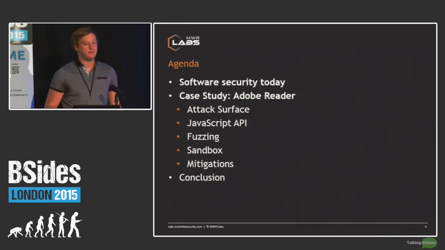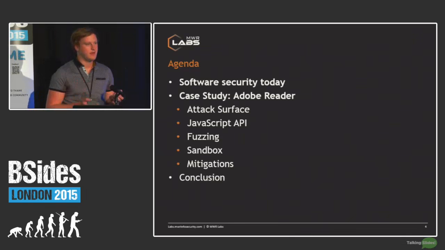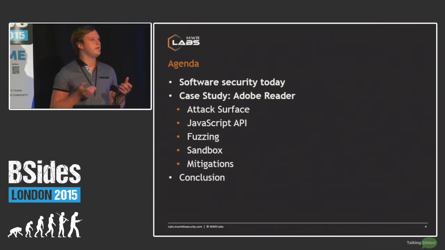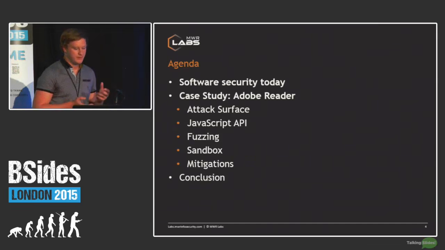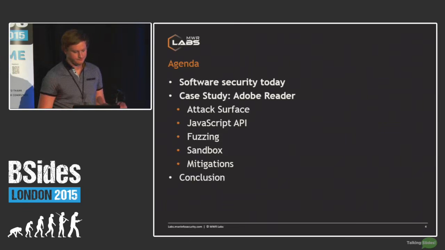So a quick overview of the agenda for today. First of all, we're going to start with software security in general, what you might expect from a piece of popular software, and what perhaps is happening behind the scenes before the software even makes it to release. Then we're going to take Adobe Reader as a case study and explore its attack surface. We're going to look at areas such as the JavaScript API, and how you might fuzz to try and find vulnerabilities in the PDF file format. We'll then move on to some mitigations such as the sandbox, and then we'll draw some conclusions.